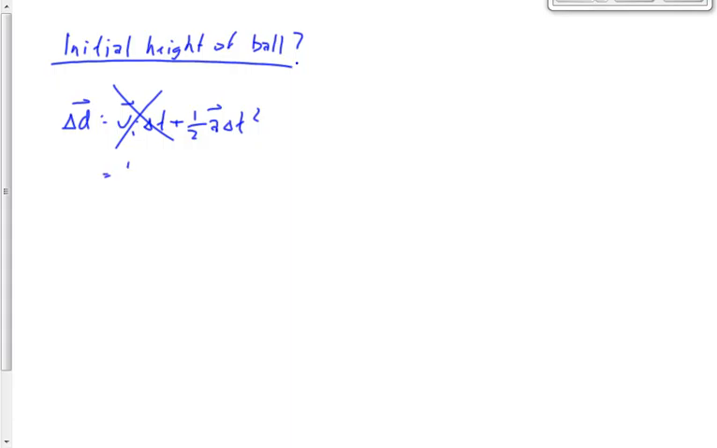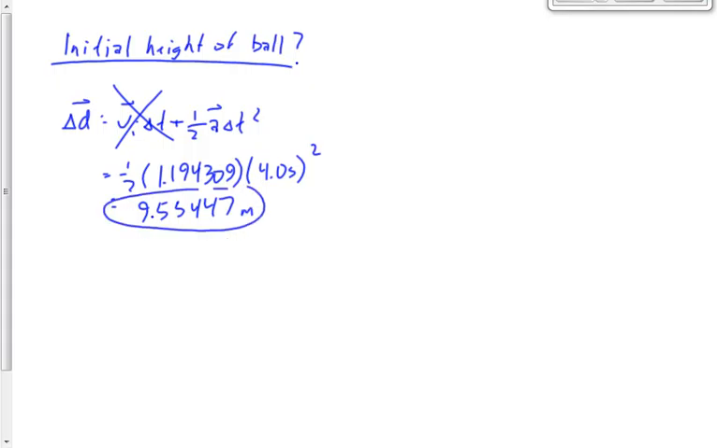Delta D is what we're looking for. 1/2 of neg 9.8, sorry, not neg 9.81, because the elevator isn't accelerating at neg 9.81. It's accelerating upward at 1.194309 for 4 seconds. Gives us 9.55447 meters. So this is not how far the ball goes. The ball hasn't even been thrown yet. The elevator goes up 9.5 meters before the ball was thrown. So my initial height of the ball is 9.5 meters when it's thrown.